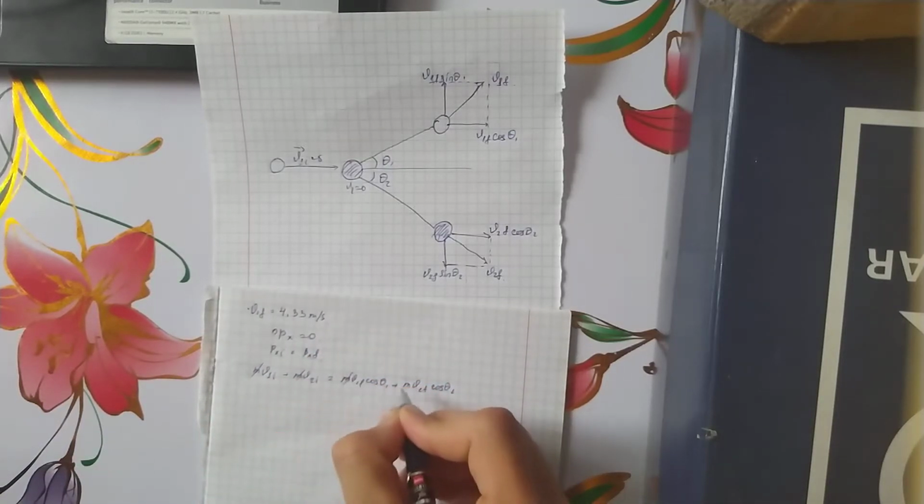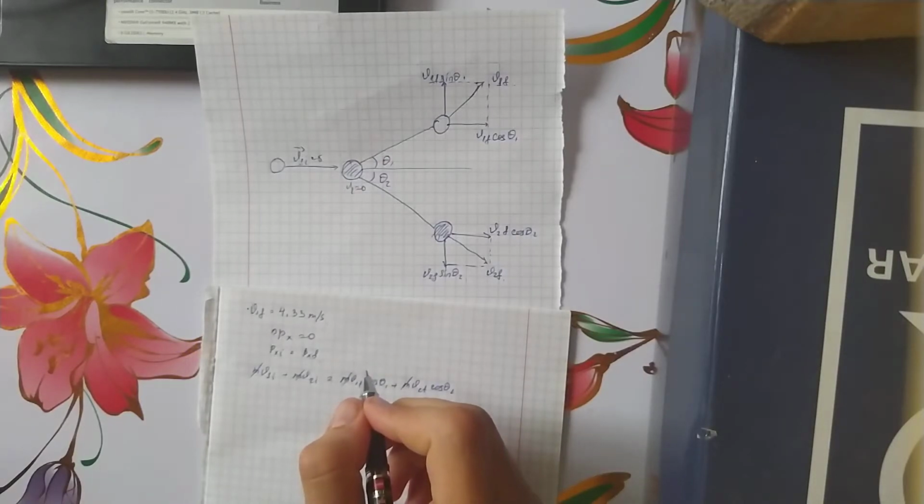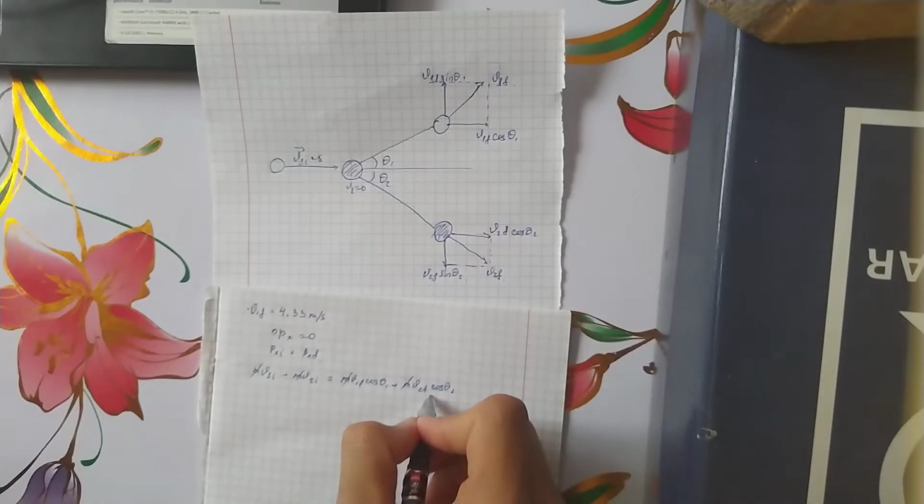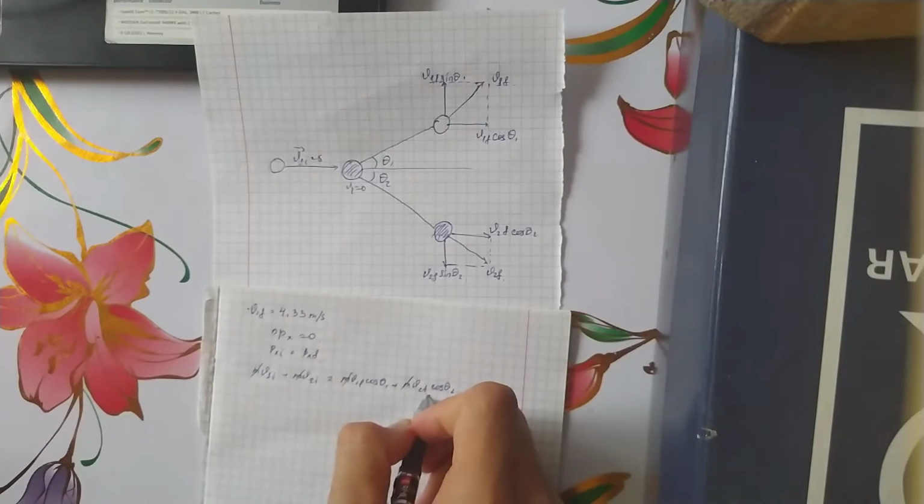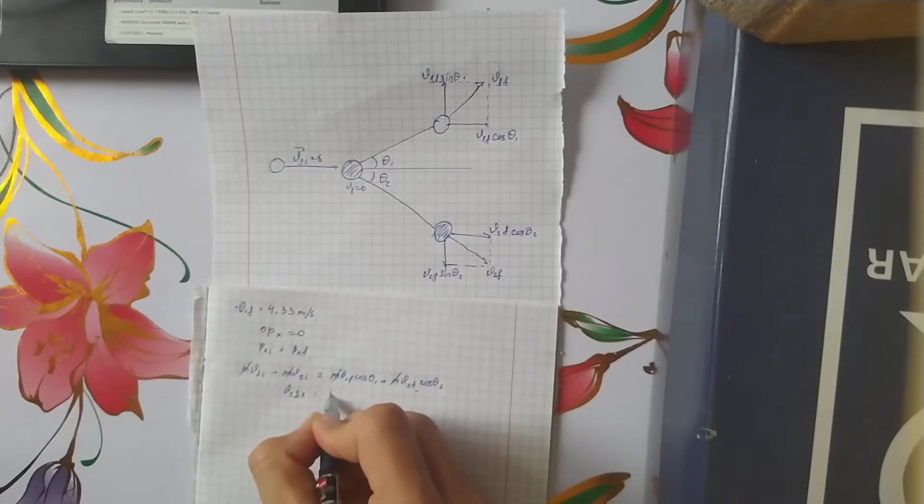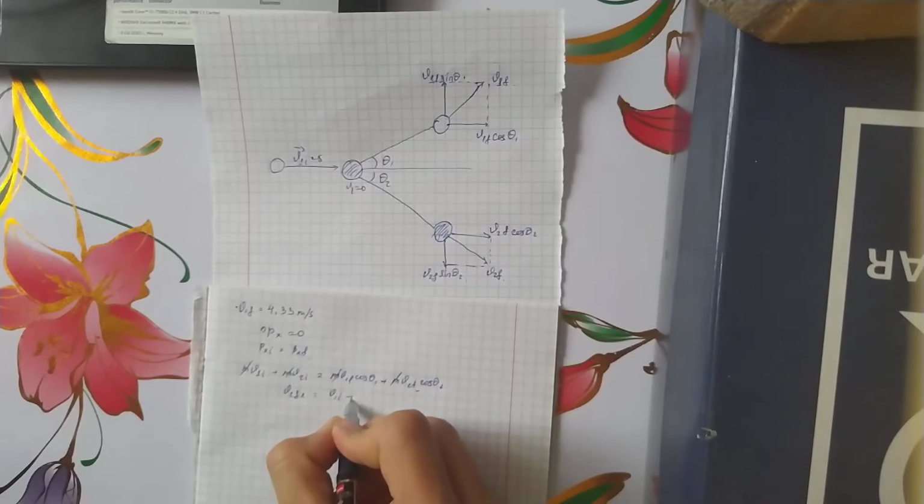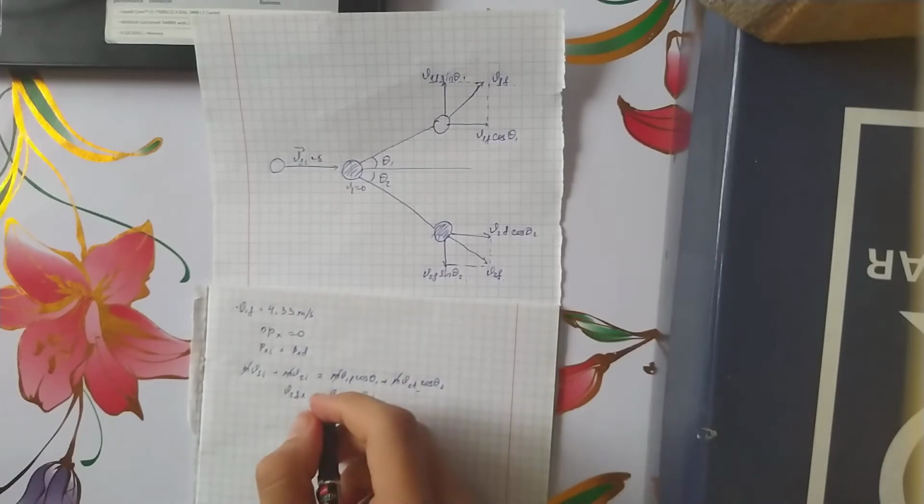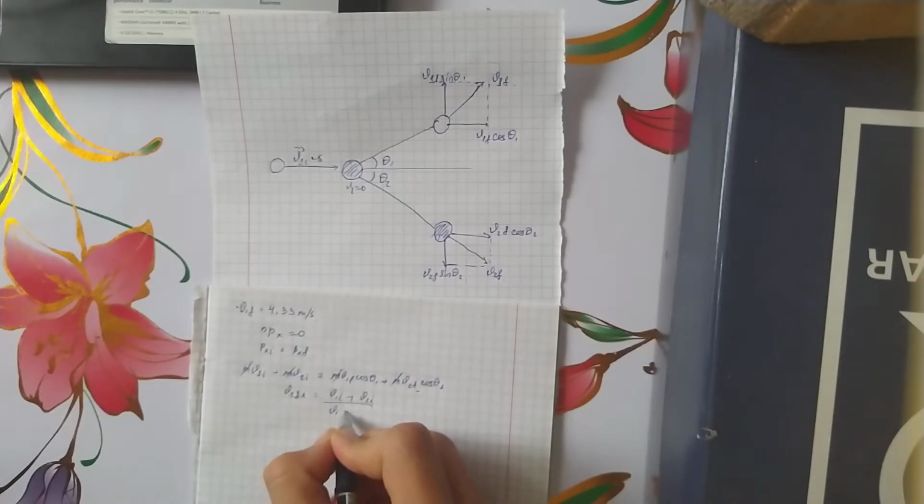The mass cancels out. Solve for v2 final cosine theta 2, which is the horizontal component of the final velocity of the struck ball, v2 final x. So v2 final x equals v1 initial plus v2 initial, minus v1 final cosine theta 1.